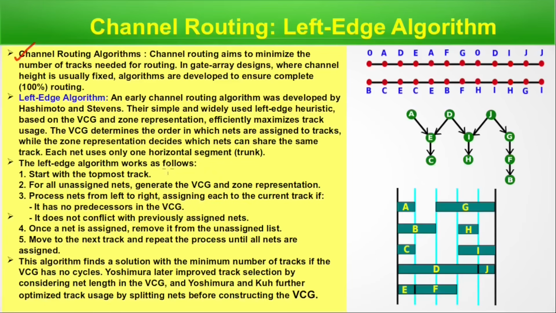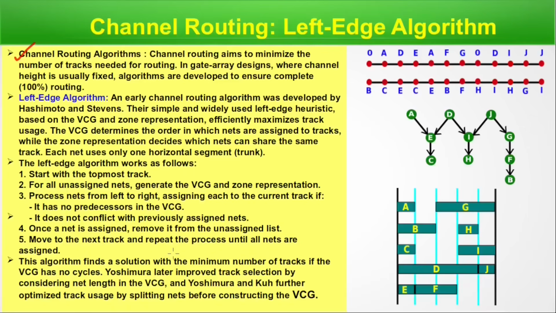The left edge algorithm works as follows. Start with the topmost track. For all unassigned nets, generate the VCG and zone representation. Process nets from left to right, assigning each to the current track if it has no predecessor in the VCG or it does not conflict with a previously assigned net. Once a net is assigned, remove it from the unassigned list, move to the next track and repeat the process until all nets are assigned.